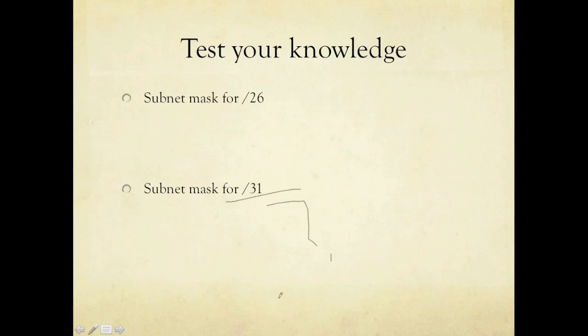So for slash 31, what's going to be the answer? It is also 8 plus 8 plus 8, which is going to be 24, and plus 7. It's going to be 7, not 8. So 8 plus 8 plus 8 plus 7. For 7 you can just check. So it is 255.255.255 dot, what's the value for 7?